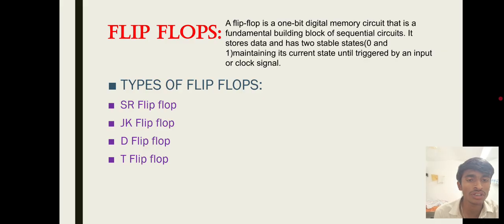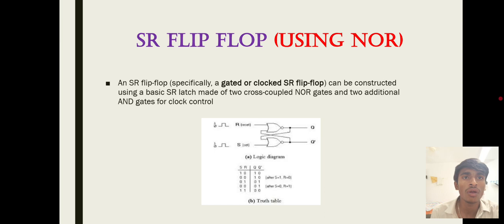and digital systems. Now I will talk about the types of flip-flops. There are 4 types of flip-flops: SR flip-flop, JK flip-flop, D flip-flop, and T flip-flop. The SR flip-flop is also known as RS flip-flop, and the JK flip-flop is also known as KJ flip-flop. Now I will talk about the first flip-flop, the SR flip-flop.